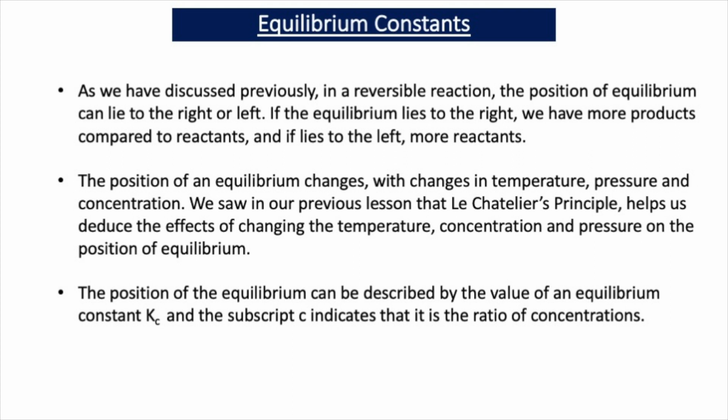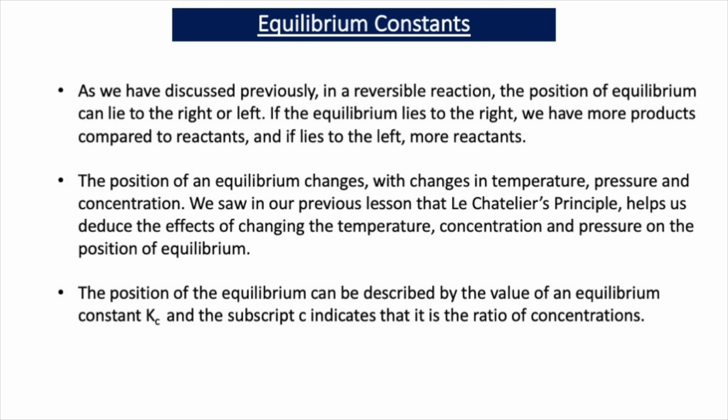Before we do this, it's important that we recap the meaning of the term Kc and what it tells us about a chemical equilibrium. In our previous video, we discussed the fact that the position of equilibrium can lie to the right or to the left. If the equilibrium lies to the right, we have more products compared to reactants, and if it lies to the left, more reactants.